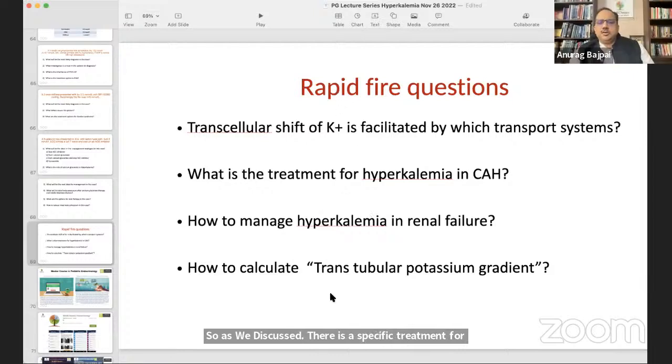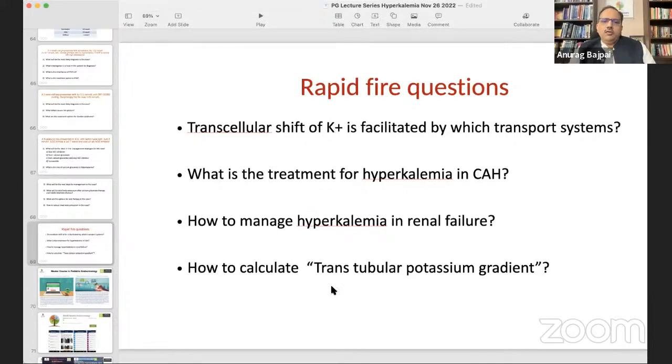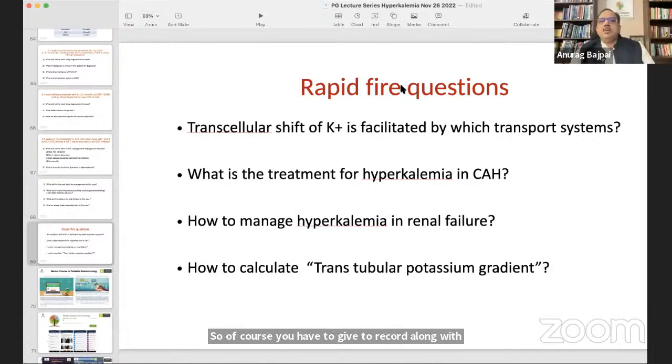So for CAH, what treatment will you give? Of course, the management is different. You have to give fludrocortisone along with hydrocortisone. And remember that the fludrocortisone requirement may be very high in the initial phase.